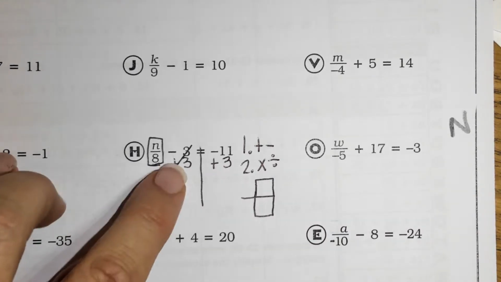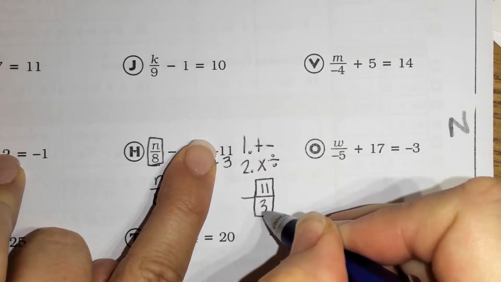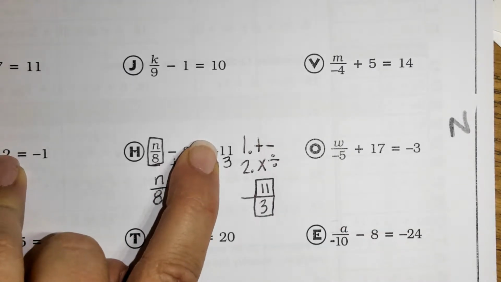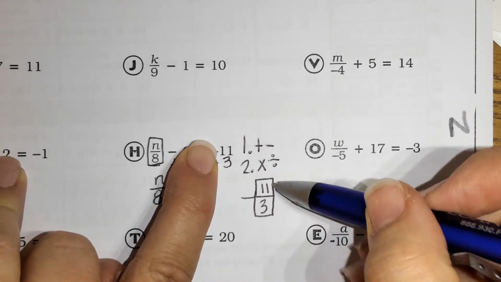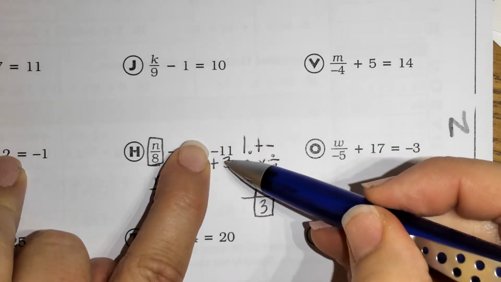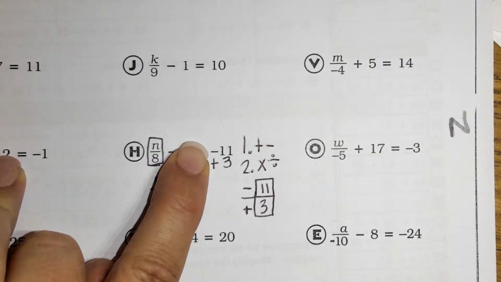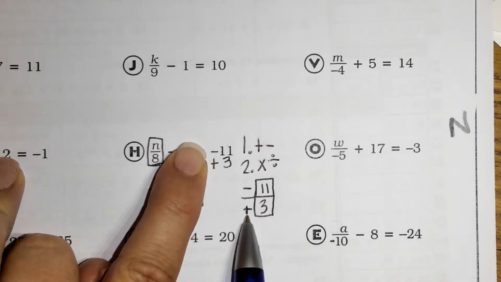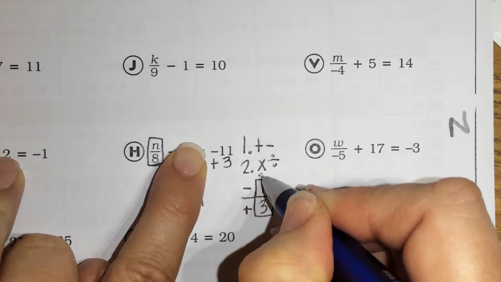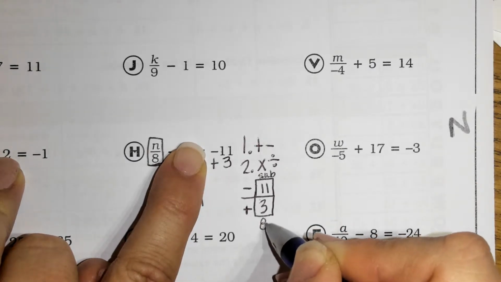Put a line between them. I take just the numbers, no signs. The biggest number goes on top. 11 and 3 are my two numbers. The sign for 11 is negative. The sign for 3 is positive. Are these same signs add and keep, or different signs subtract? That is right. So I'm going to write the word subtract here. And now, 8, 9, 10, 11. 8 is my answer.